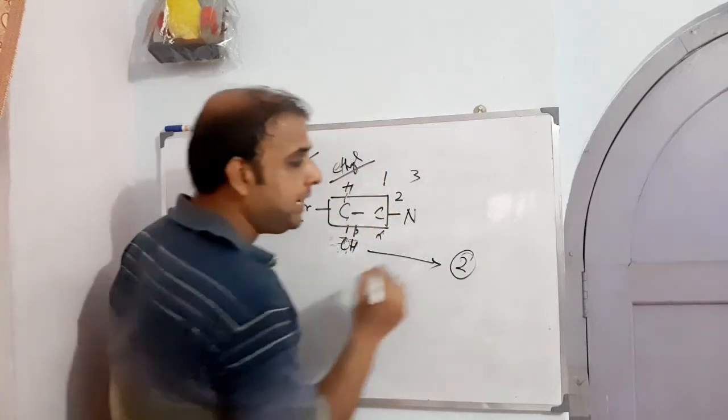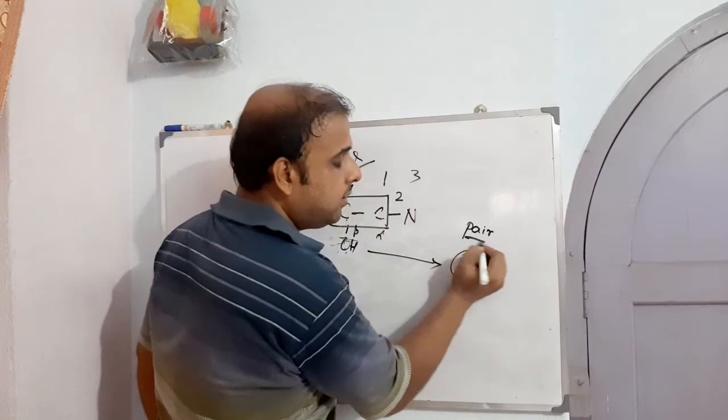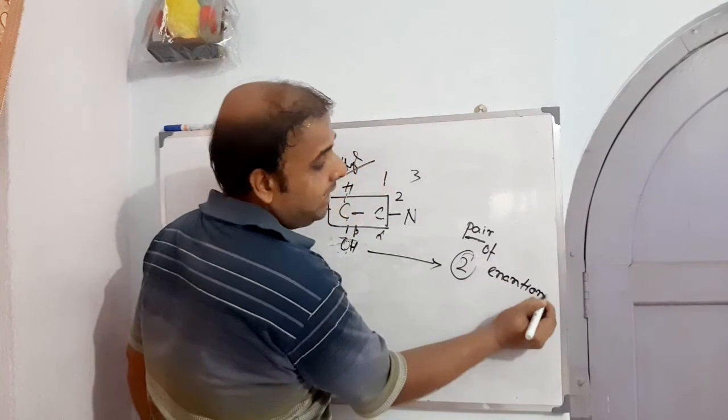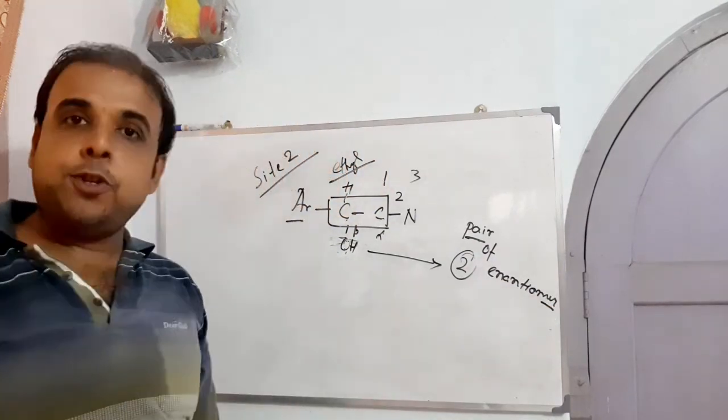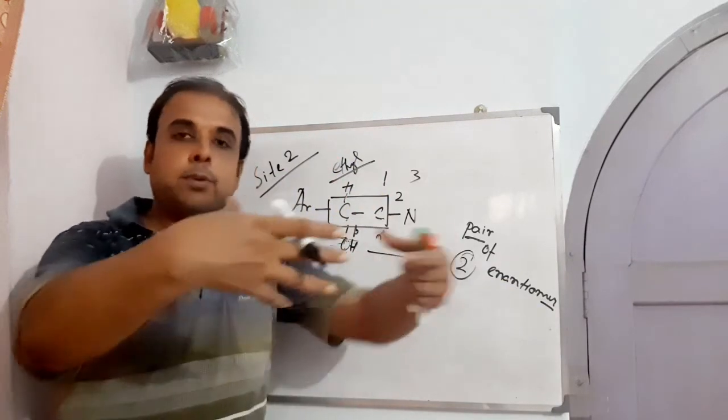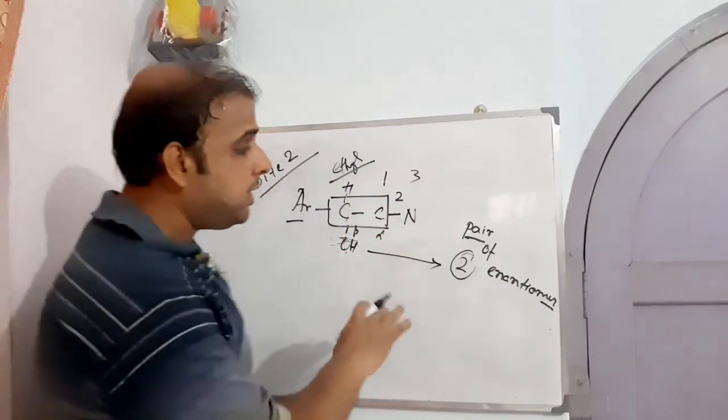That means a pair of enantiomers. I am just trying to say a pair of enantiomers, right? It has been observed. Now when there is a generation of a pair of enantiomers, that means we cannot expect a similar extent of activity from both the isomers, right? So that means the activity definitely will differ.